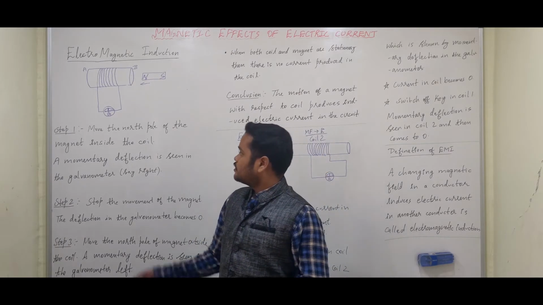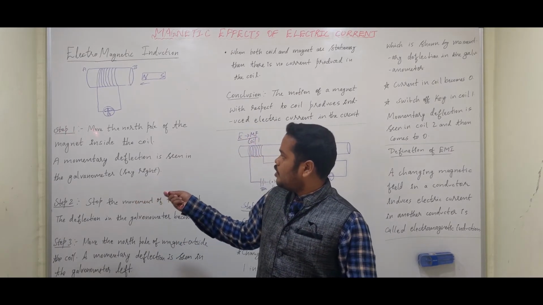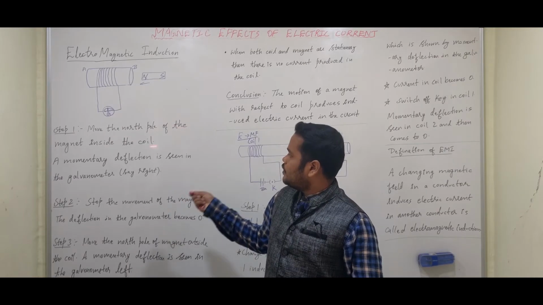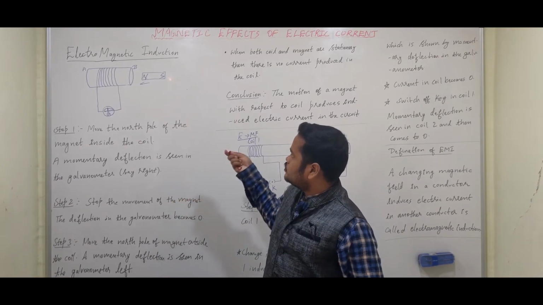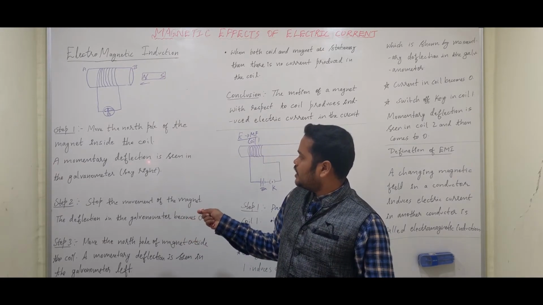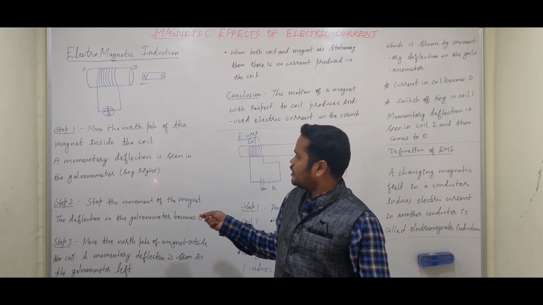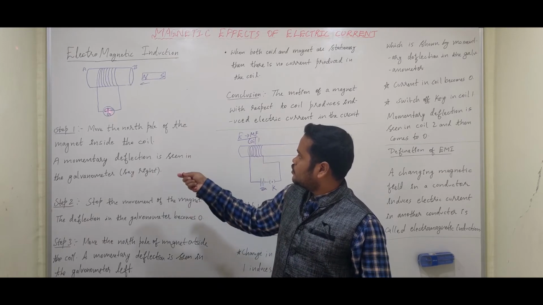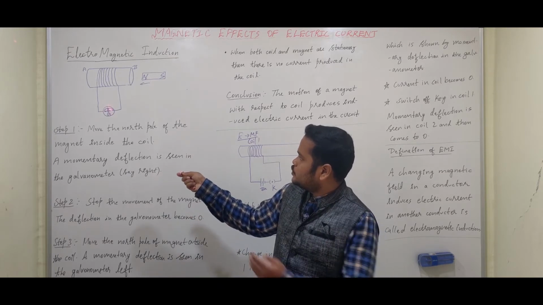Let us see. Step 1. Move the north pole of the magnet inside the coil. So you are moving the north pole of the magnet inside the coil. A momentary deflection is seen in the galvanometer. Say right. So in the galvanometer, the needle deflects towards right.